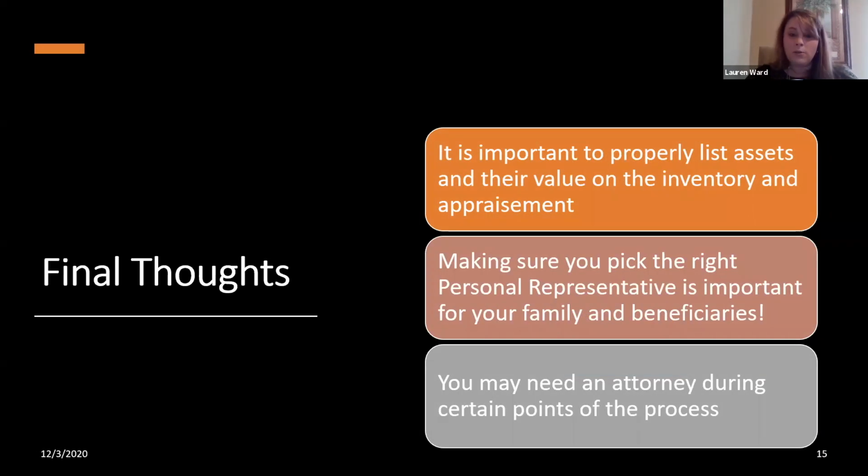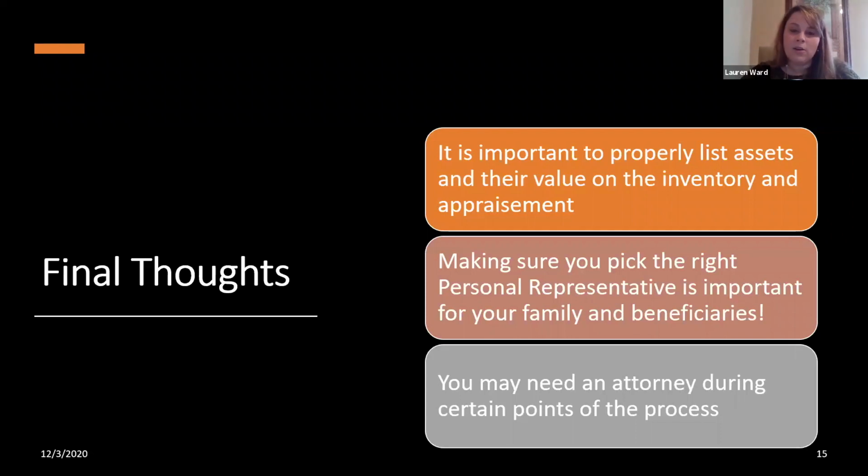So my final thoughts with all of this: it is important to properly list assets and their value on the inventory and appraisement. That is one of the most important duties you have, because you want to have it right for those beneficiaries, and especially for tax purposes. You want to make sure you pick the right personal representative, because that's really important to your family when you're no longer here, so pick a person who can handle this stress. And then sometimes you may need an attorney during certain points of the process, and sometimes you may not. It depends on each probate process.